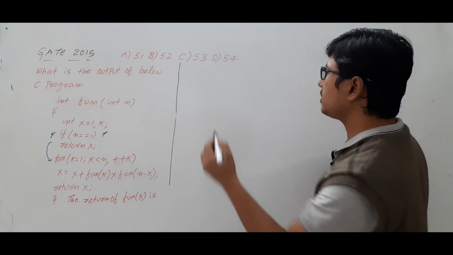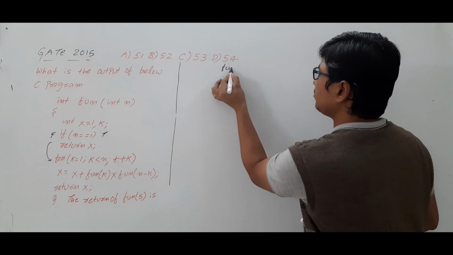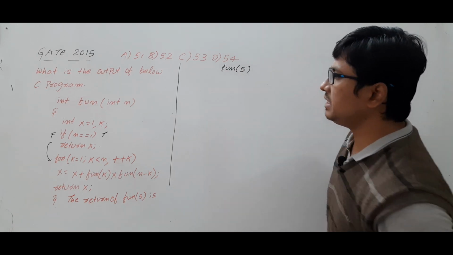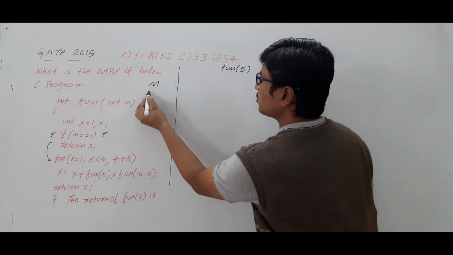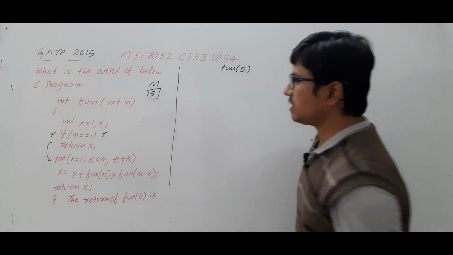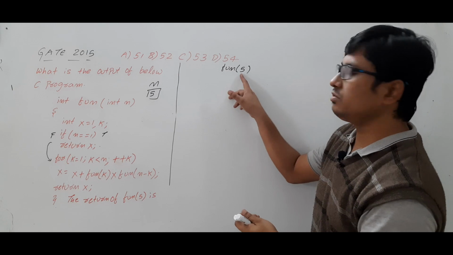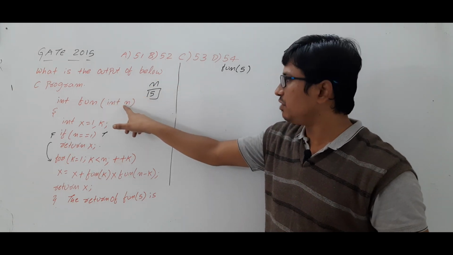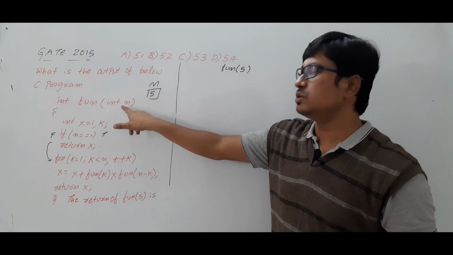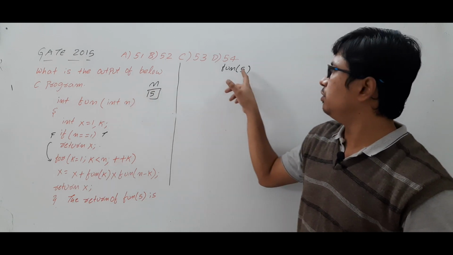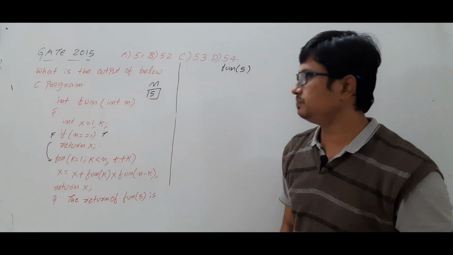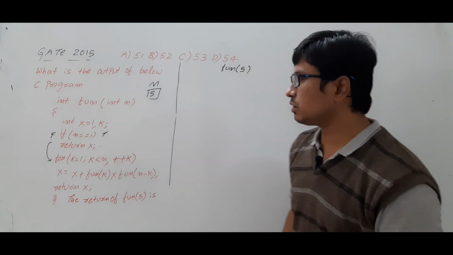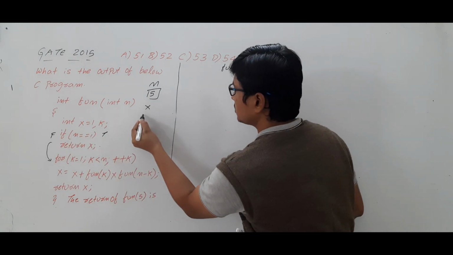So they have given the function call fun of 5. So the meaning is that the n value is equal to 5. Why? Because this function is called with the value 5, so it will go to the function definition. In the function definition you have int n. So to this variable n, we will assign the constant 5. Then int x is equal to 1. So the x value is 1.